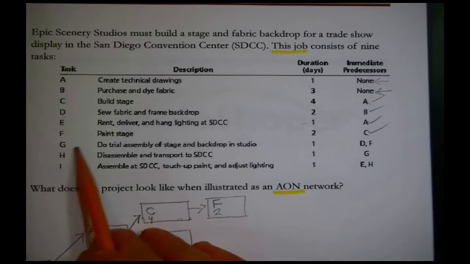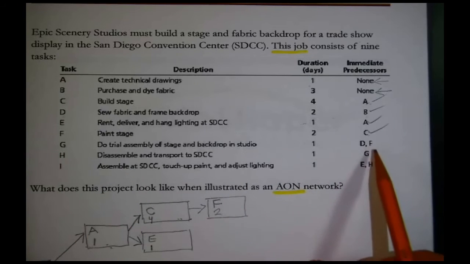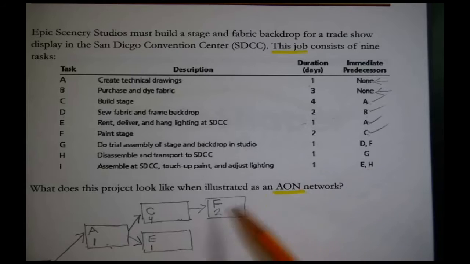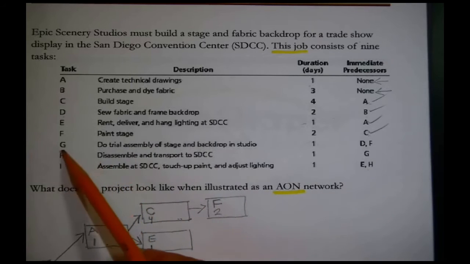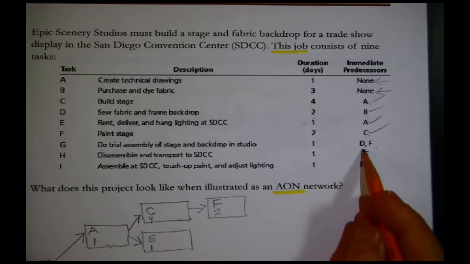So I'm motoring along on this list, and I say, oh, all right, the rest of these don't have A or B or C, but who can we add? G has D and F. So I want to draw a symbol that represents G, the trial assembly, and I want to connect D and F to it. That's what that means right there.